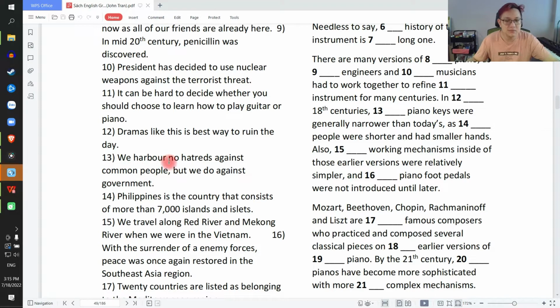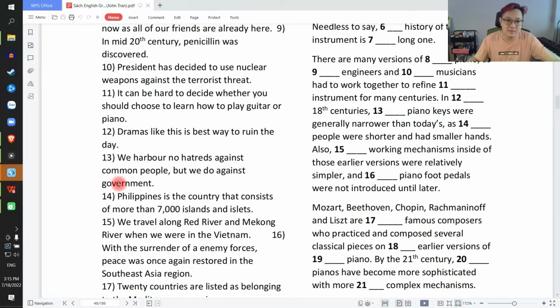We harbor no hatreds against the common people, but we do against the government. There's only one government in every country, so you should use the definite articles the here.